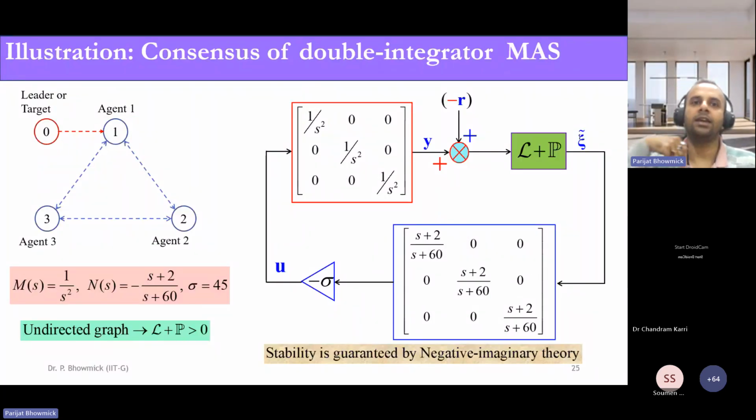Similarly, if you take an example of double integrator agents, in the same manner it will go, but here we have to apply a different theory because double integrator systems are not passive, rather they are negative imaginary.